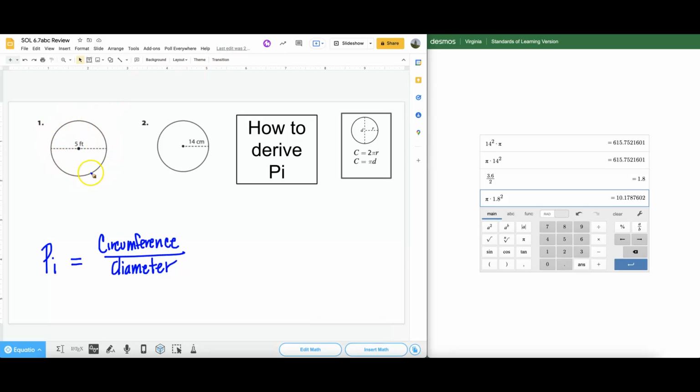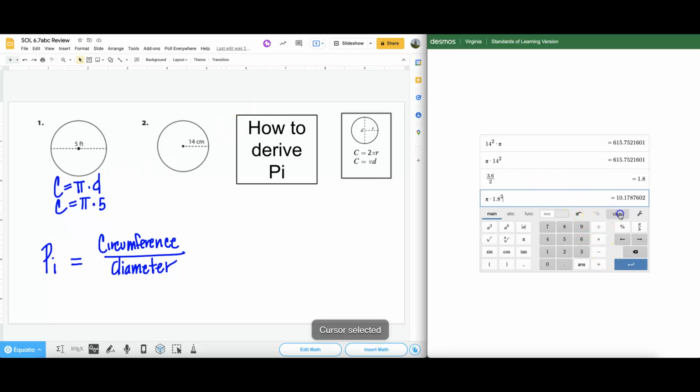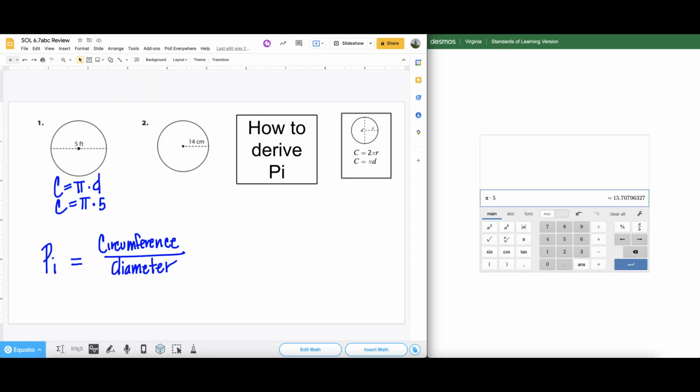They did not give us the circumference, so we actually have to find the circumference. This is one that we've already done in a previous video, but we'll do it again. Pi times the diameter. Since our diameter is 5, it's going to be pi times 5. If I go over to our Desmos calculator, just going to clear all this out. Pi times 5 is 15.7. So now I have my circumference. My circumference is 15 7/10. So I'm just going to put this right up top of my fraction.